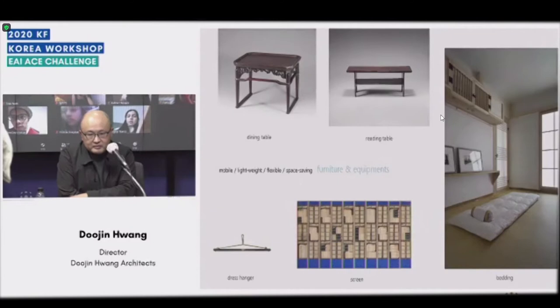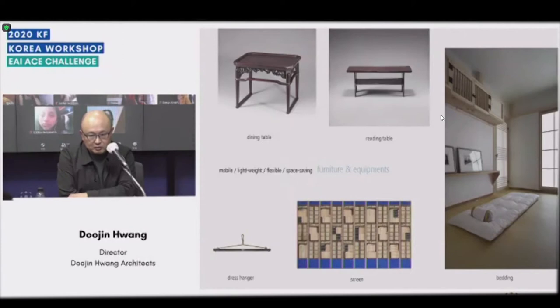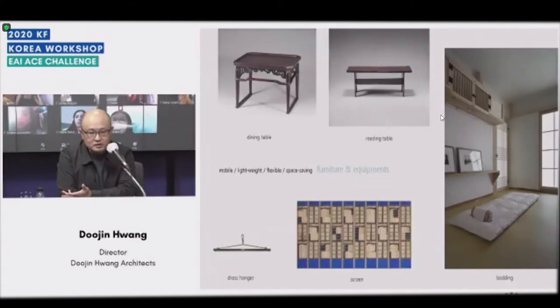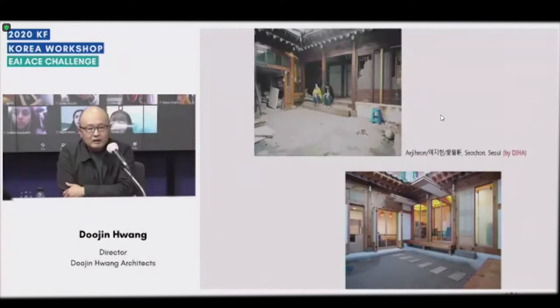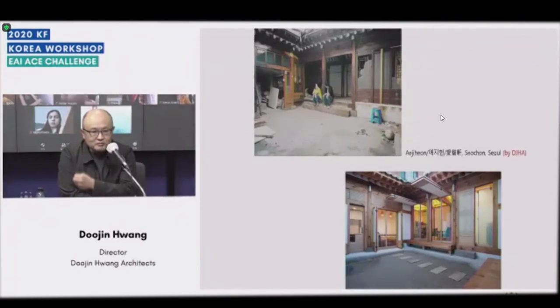So probably because of these extremely mobile, lightweight and small furniture and equipment, it was possible for Korean hanoks to have a very high level of spatial flexibility. That's what I have noticed and recognized. The architecture itself also had to cooperate in this game of attaining a high level of flexibility in a living environment.